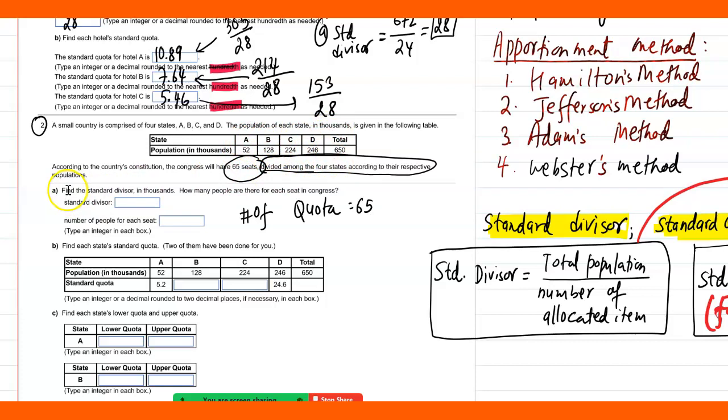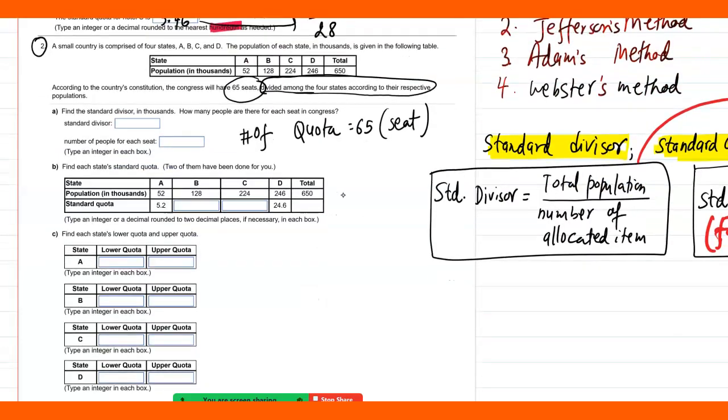And the first question, part A, is find the standard divisor in thousand. How many people are there for each seat in Congress? That's the second part of the question. There are two boxes. You can see that. First question, find the standard divisor. Second question, the number of people in each seat. Remember that there are 65 seats, right? Okay, let's do the standard divisor.